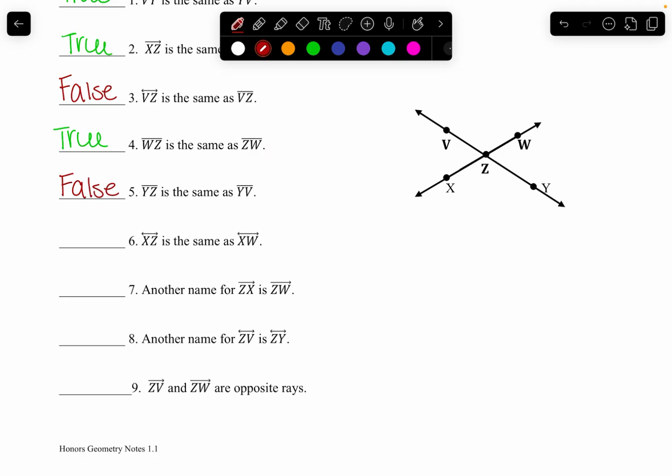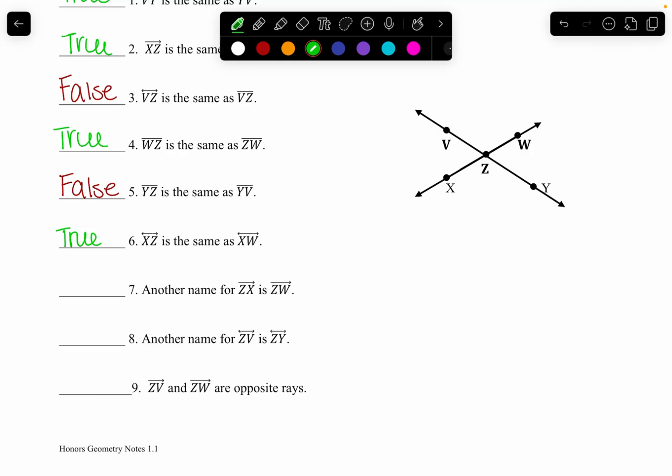All right, looking at number 6, XZ is the same as XW. Ooh, there's too many letters here. So line XZ is this one. Okay, it's going on forever in both directions. And then XW is actually going to be the same one. They're going in the same direction. They're on the same line. The letters that they chose to use are just different letters, but they're all on the same line. Lines go forever in both directions, so we're good here. So this one's going to be true.